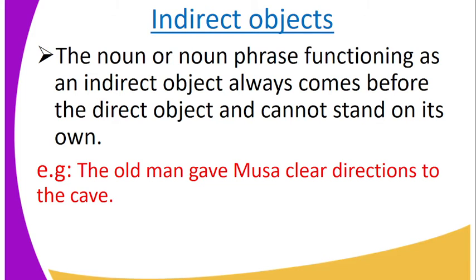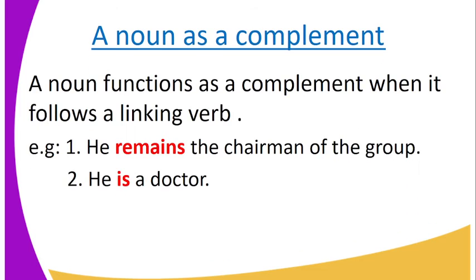The directions are receiving the action directly. So the clear directions are the direct object, and we have Musa as our indirect object.